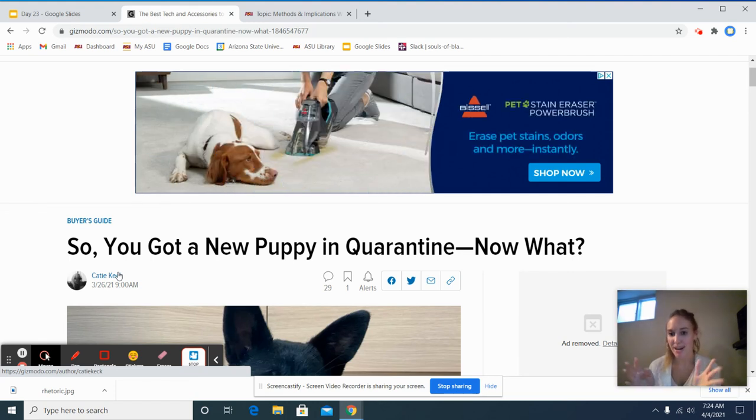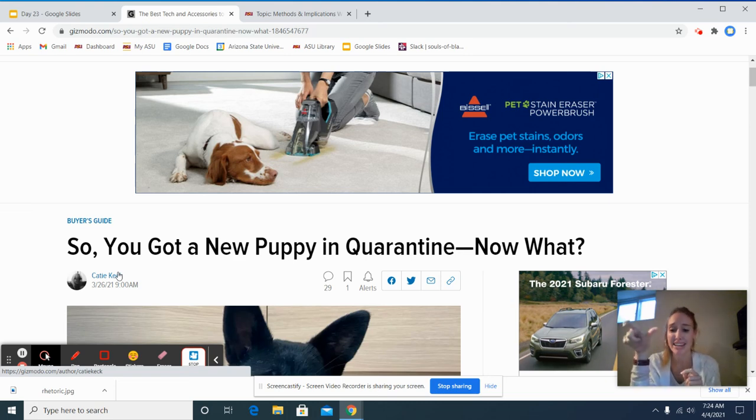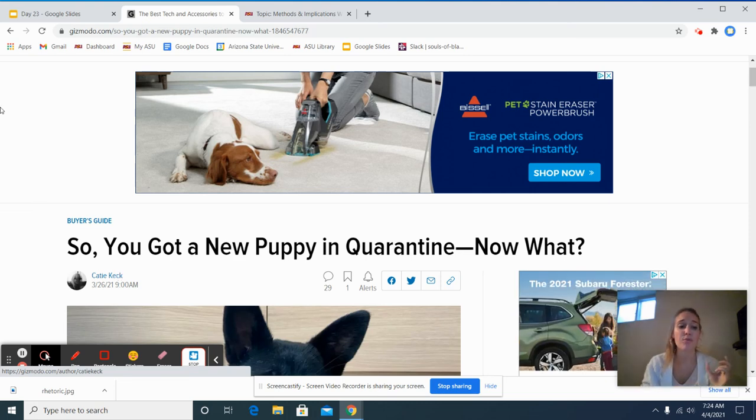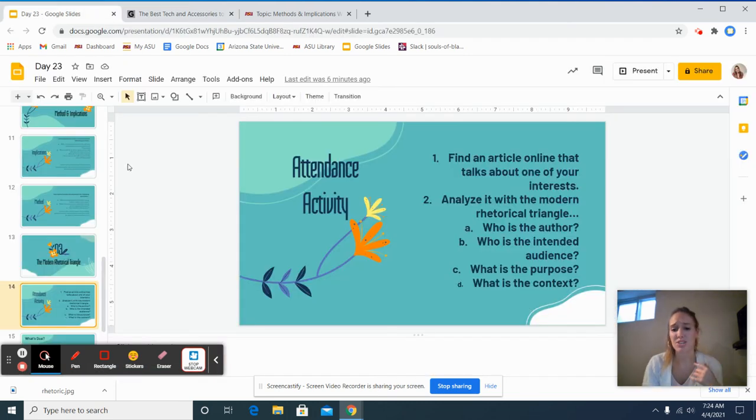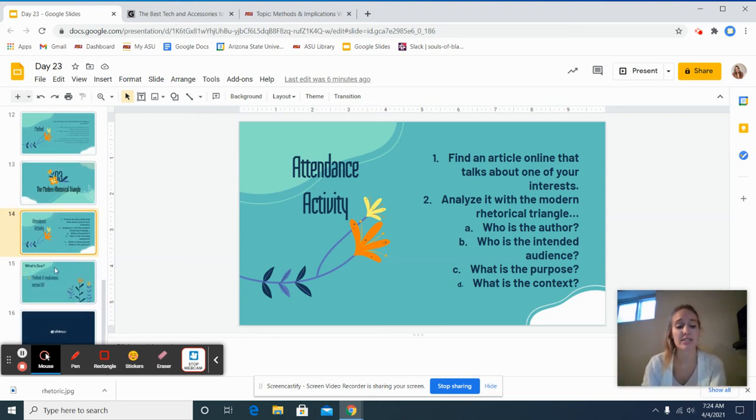So that's all I want. You looked at it, you analyzed it really quickly, and then send it to me. So send me the link, and then send me those 4 parts of the rhetorical triangle, just so you can conceptualize what the rhetorical triangle will look like in your project. But your article doesn't have to be about your project. It can be about just one of your various interests.